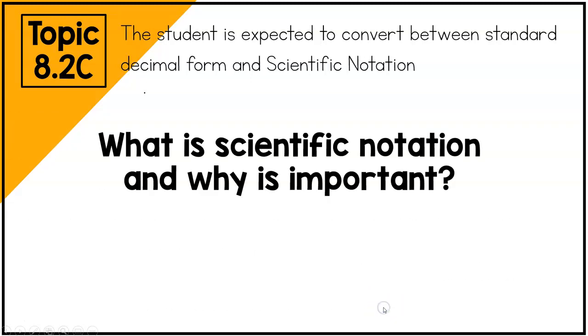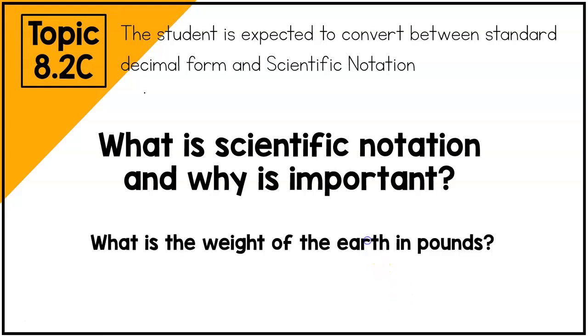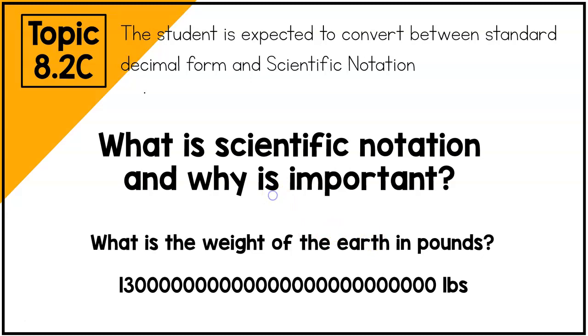Okay. So what is scientific notation and why is it important? If we were to pose the question, what is the weight of the earth in pounds? Even if you Googled it, you would get some ridiculously large number that looks like this. Now that is a lot of zeros, 25 zeros to be exact.